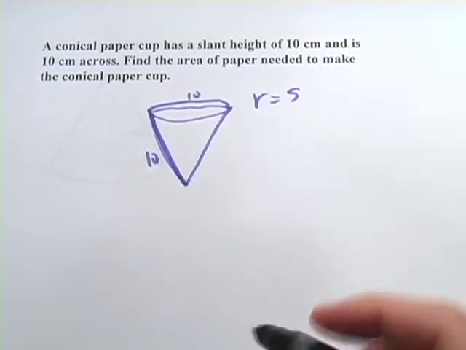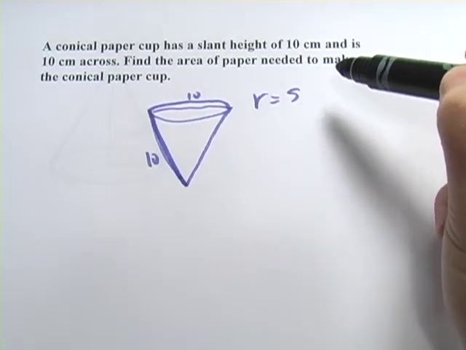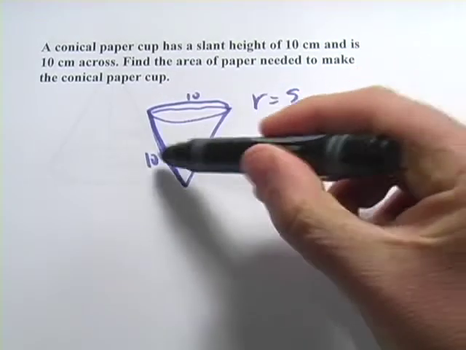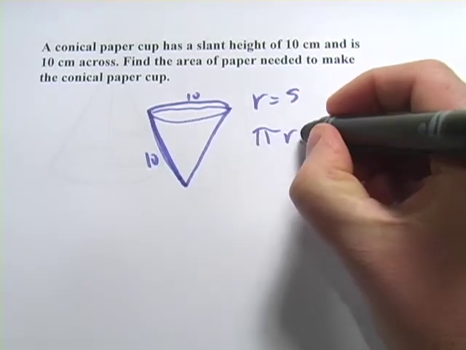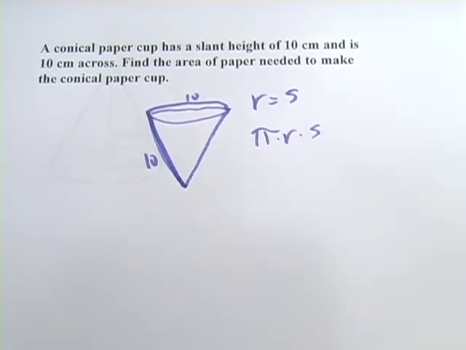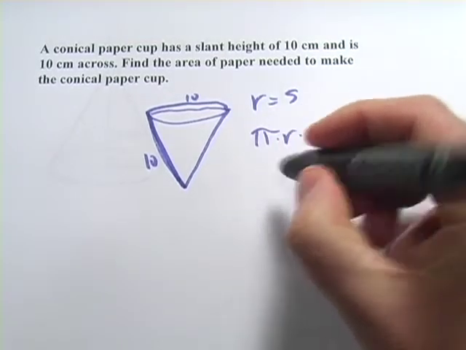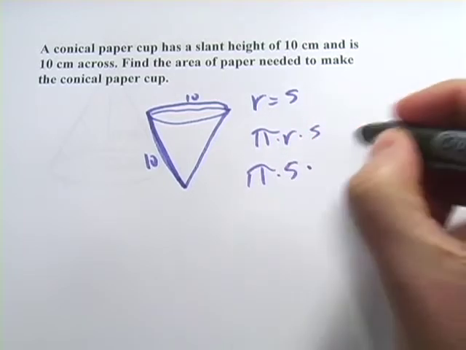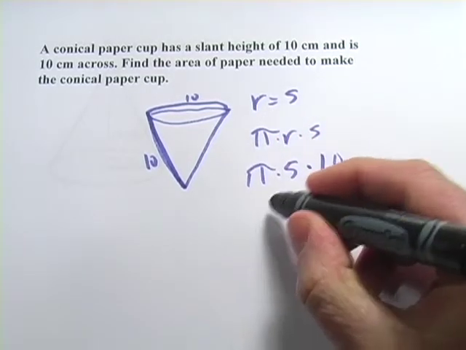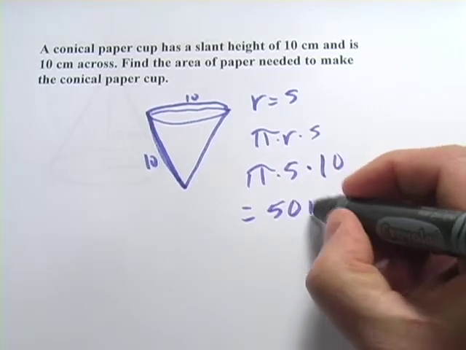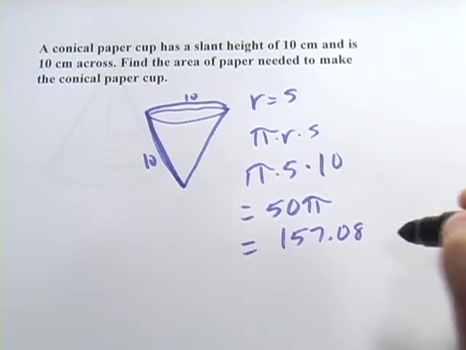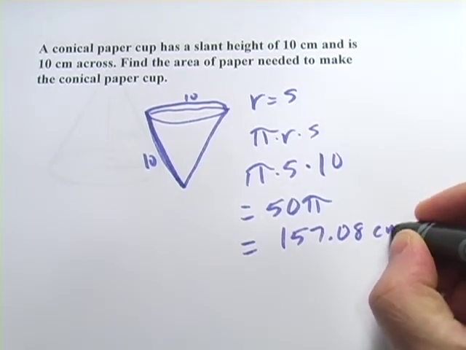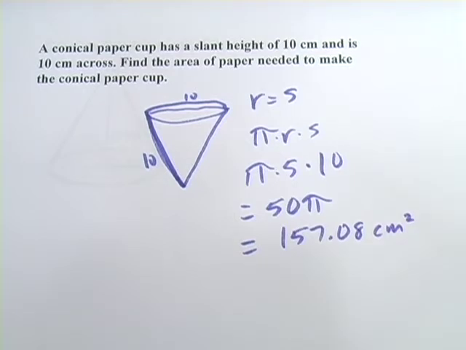It says find the area of the paper needed to make this conical cup. So we want the area of the outside here. And that part of the formula is just pi times the radius times the slant height. So not too tough to calculate that. That's going to be pi times 5 times the slant height, which is 10. So that equals 50 pi, and that equals about 157.08, and we'll call this centimeters squared. So that's how to figure out the surface area of cones.